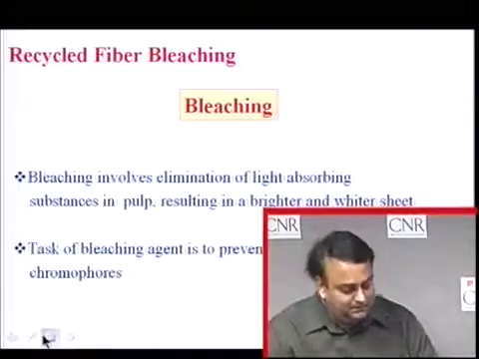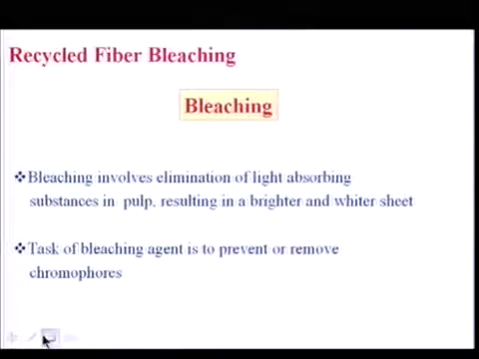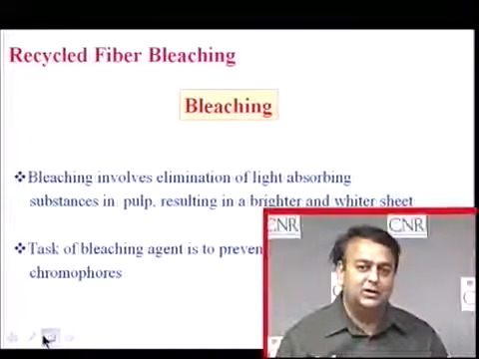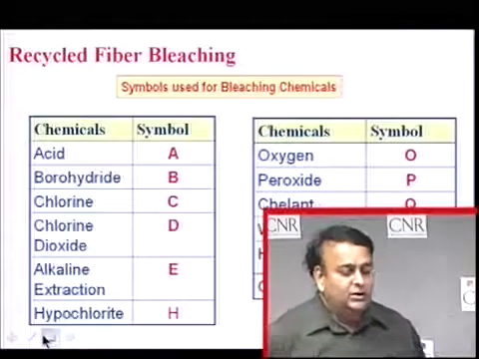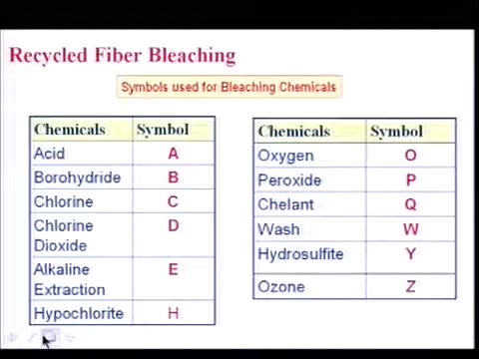What is bleaching? Bleaching involves elimination of light absorbing substances in pulp, resulting brighter and whiter shades. What's the task of a bleaching chemical? To prevent or to eliminate the chromophores, or also to modify the chromophores that are present in the recycled fiber. This slide here gives you the various symbols used for bleaching chemicals.